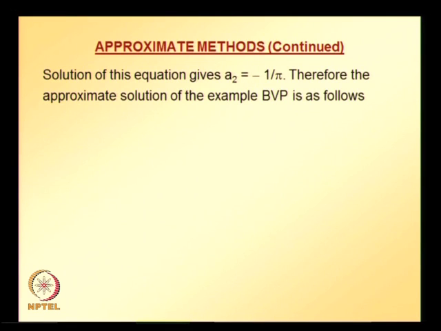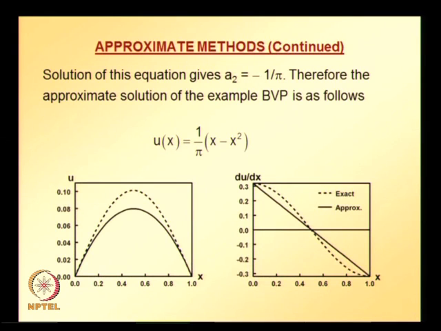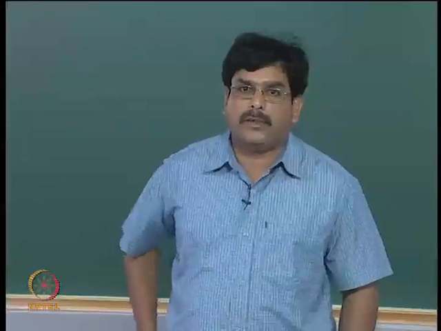And this A2 we can substitute back into the admissible trial solution to get the approximate solution of the boundary value problem that we looked at. And how this approximate solution is going to match with the exact solution, we can get an idea if we plot the approximate and exact solution for this particular problem. Please note that this approximate solution is based on the least square weighted residual method, starting with a quadratic trial solution, that you need to keep in mind.